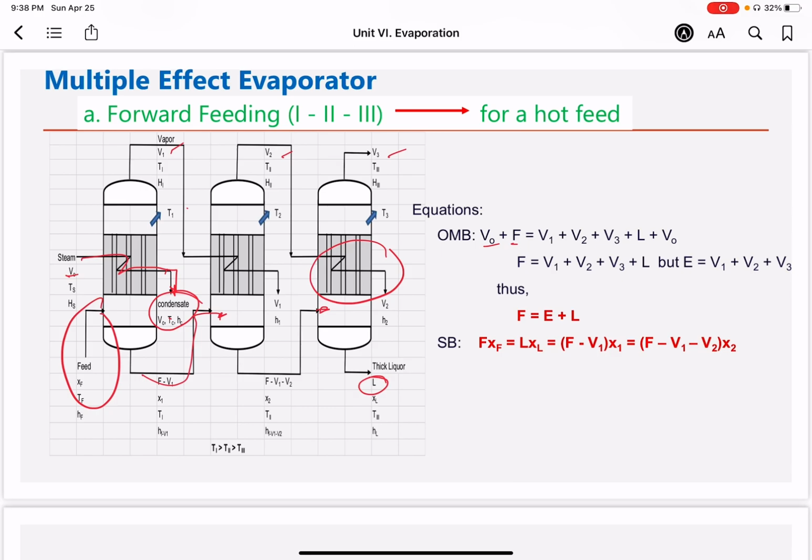goes out. Therefore, F is actually equivalent to V1 plus V2 plus V3 plus L. Of course, the feed is equivalent to all the solvent that vaporizes in the first, second, and third calandria, that's your V1 plus V2 plus V3, plus the thick liquor that comes out. And you know that E is equivalent to V1 plus V2 plus V3. Thus, you have F is equal to E plus L.